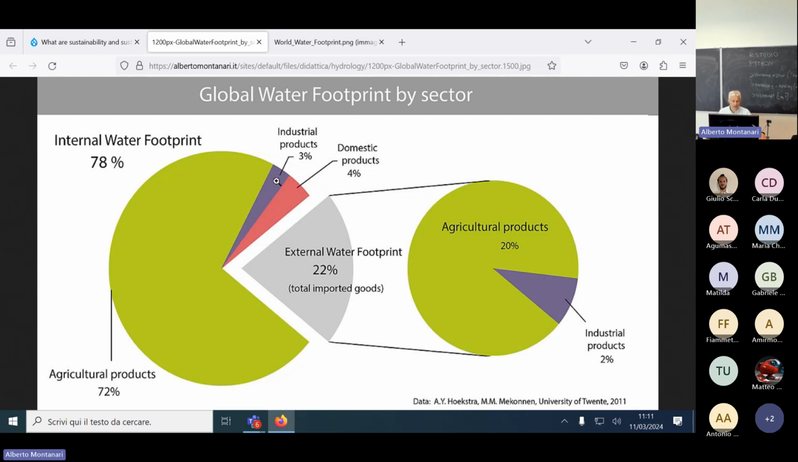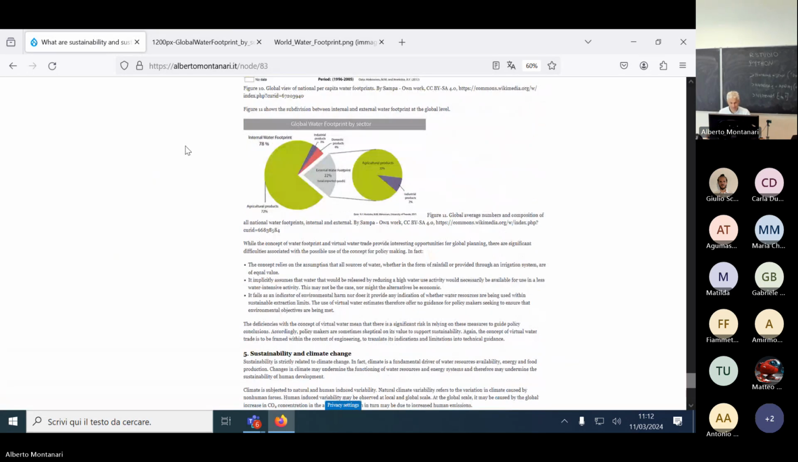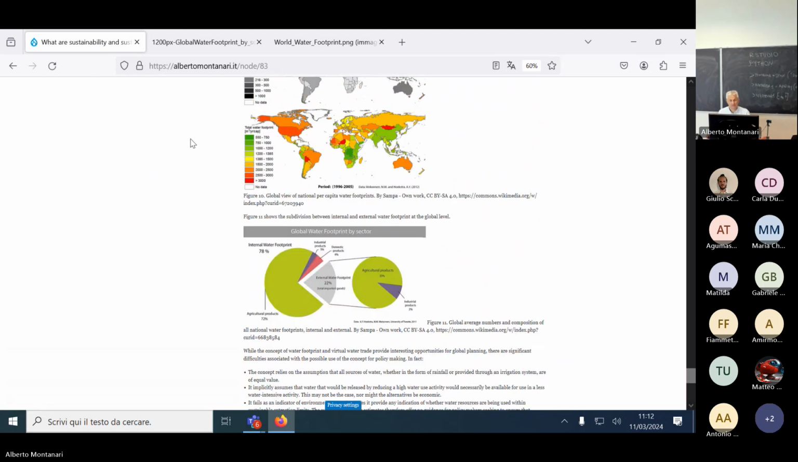And then here you can see the contribution, at the global level, of industrial products and the domestic products. These are contributions, as you can see here, from 2011. This is a very recent field. Okay, and I think that that's it. Do you have any specific question related to this?